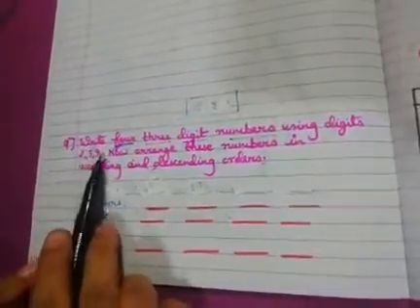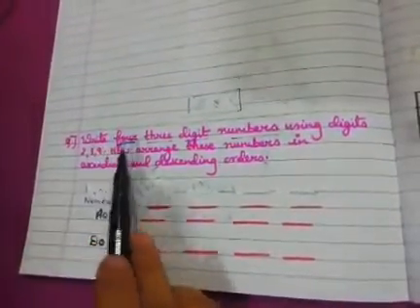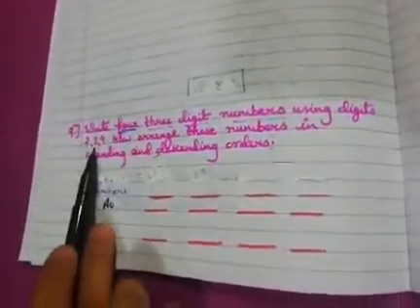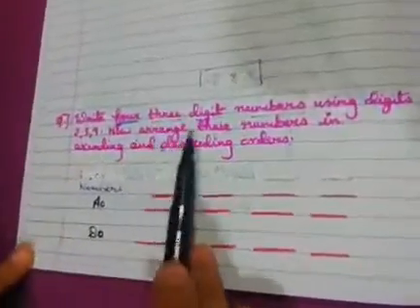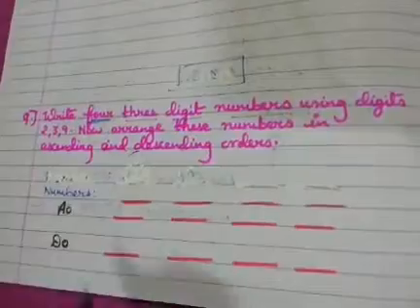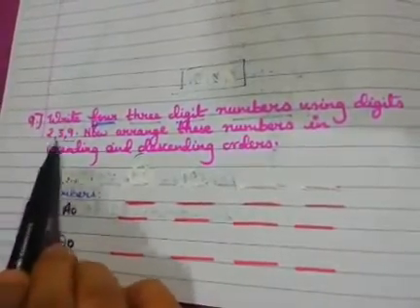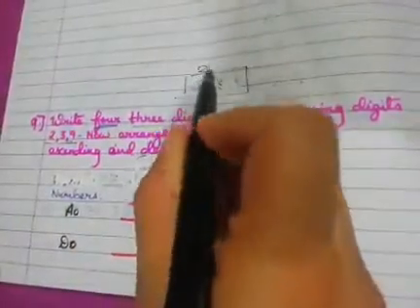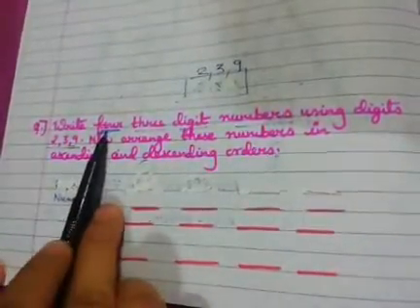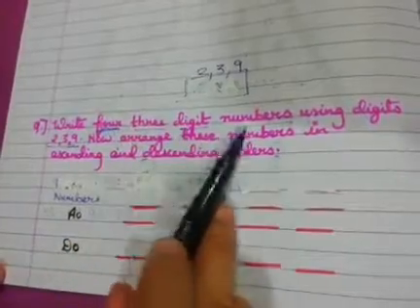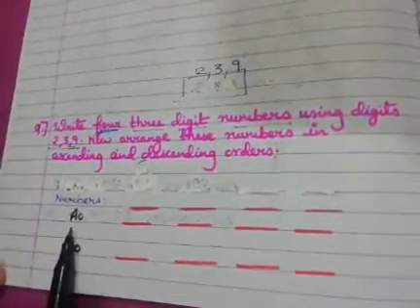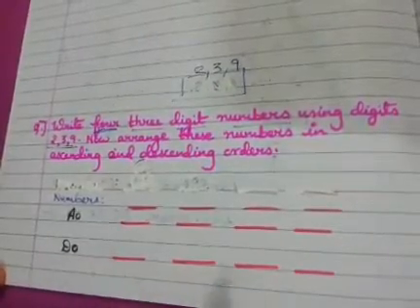Now children, we have the next question. Write 4 3-digit numbers using digits 2, 3, 9. Now arrange these numbers in ascending and descending orders. Now see children, we have these three numbers 2, 3 and 9. From this we have to make 4 3-digit numbers, 1, 2, 3, 4. And then we have to arrange those in ascending order and descending order.